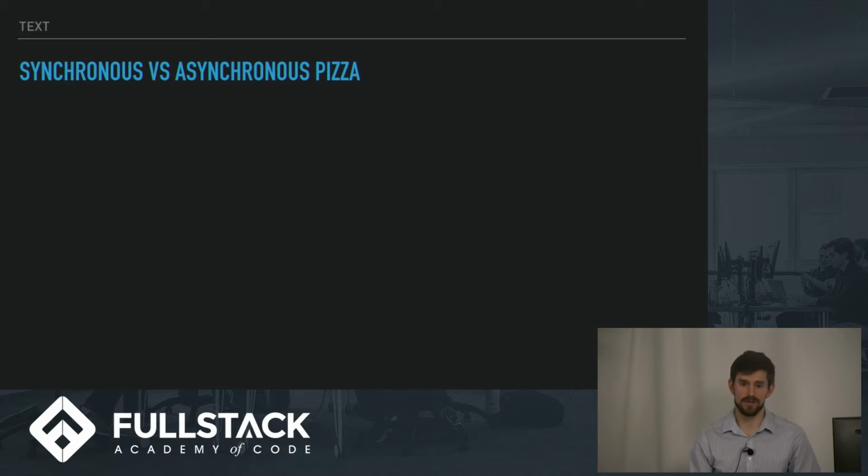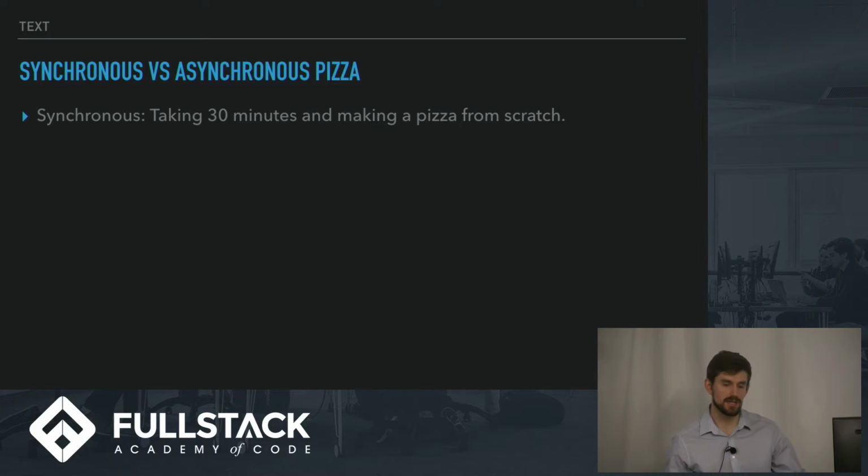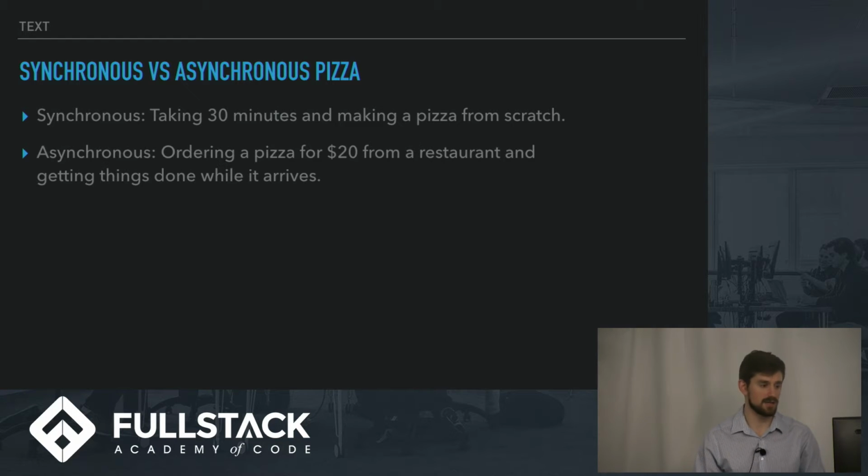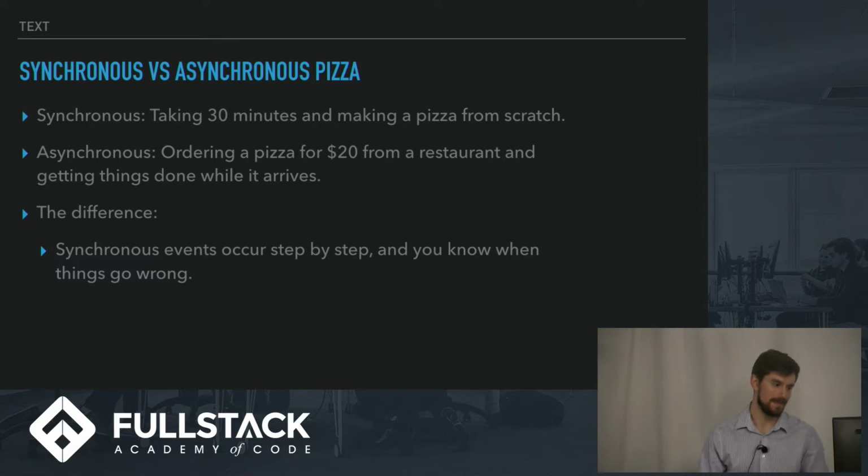Did you guys know that there's actually a synchronous and asynchronous way to get pizza? Cool, right? So what's the synchronous way? Well, the synchronous way to get a pizza is to take 30 minutes and make a pizza from scratch down in your kitchen. Whereas the asynchronous way would be to order a pizza for $20 from a restaurant, and you can get a whole bunch of stuff done while it arrives. Neat, right? So what's the difference?